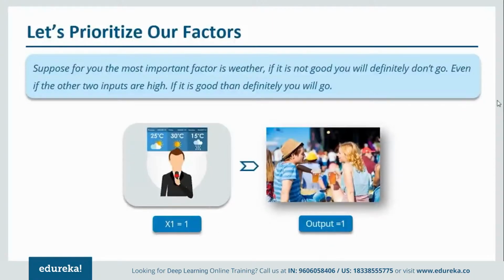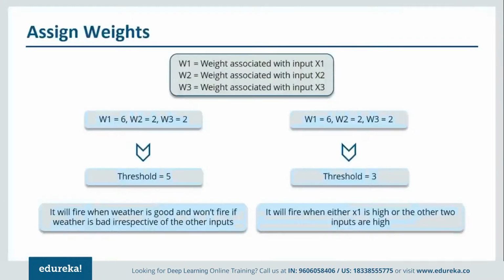So how do we actually prioritize our factors, or give more importance to a particular input and less to another input in a perceptron or in a neuron? We do that by using weights. We assign high weights to the more important inputs, and we assign low weights to those inputs which are not that important for us. So let's assign weights, guys. Weight W1 is associated with input X1, W2 with X2, and similarly W3 with X3. As I've told you earlier, weather is a very important factor, so I'll assign a pretty high weight to weather and keep it as 6. Similarly, W2 and W3 are not that important, so I'll keep them as 2 and 2.